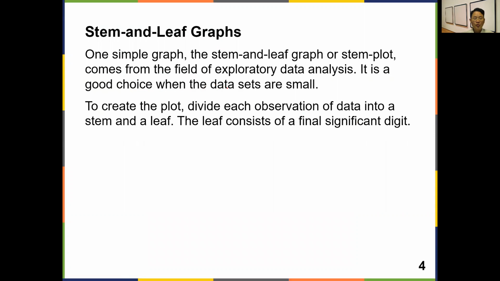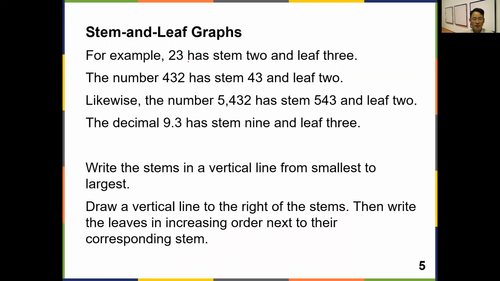Okay. One of the easiest ways to describe data is using a stem and leaf graph. I mean, stem and leaf plot, stem and leaf graph. This is just to organize data in a certain way so that we can easily see what's going on in that data set, right? So let me actually give you an example.